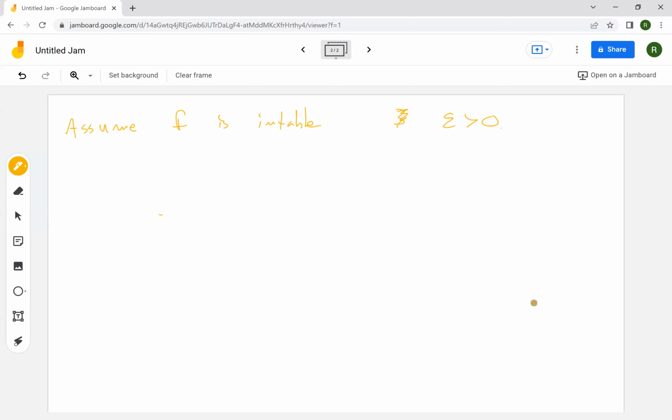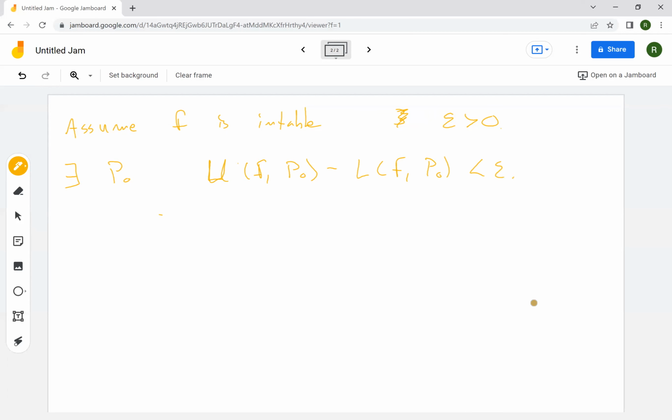Okay, so since f is integrable, the one thing that we do know, this is going to be kind of like a bootstrapping argument, is there exists a partition P naught such that U of f,P naught minus L of f,P naught is less than epsilon.